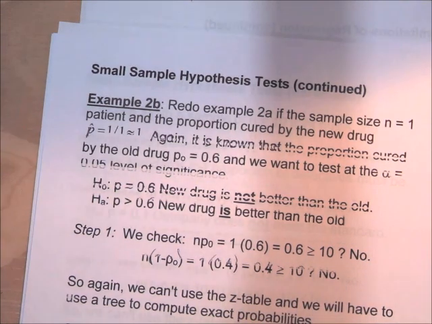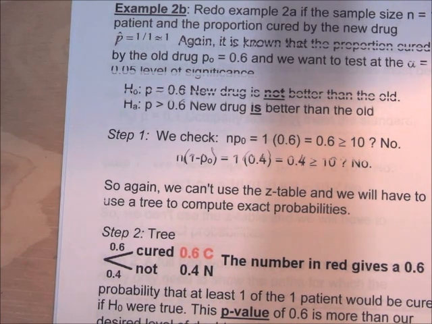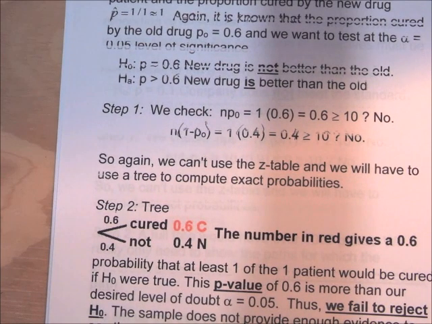Okay, so we can't use the z-table, we have to use a tree. This tree, there's only one patient, and either the patient was cured or not. So this is a small tree. There's only one path where the patient was cured. So that's going to be this path here in red. Its probability is 0.6. So the p-value is going to be 0.6. That's more than our desired level of alpha. Again, we failed to reject H0. The sample does not provide enough evidence to say the new drug is better than the old.